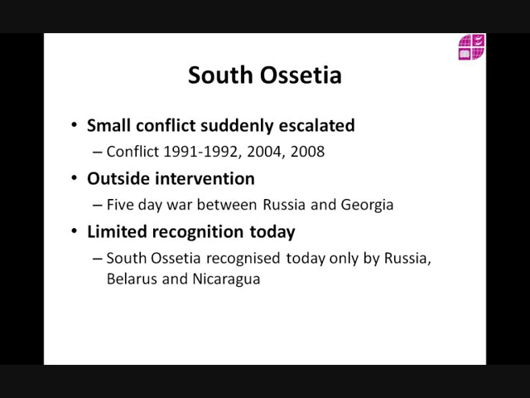Why Nicaragua recognises South Ossetia is quite a big question. And I've only come across one theory of why the Nicaraguans recognised it: communism, and because the Americans told them not to. So this is a popular theory, but I've never seen evidence of it. So a 5-day war which led to South Ossetia being not recognised except by these three.